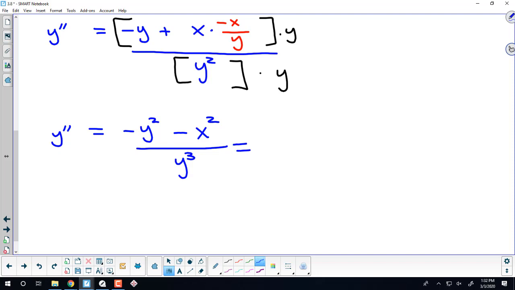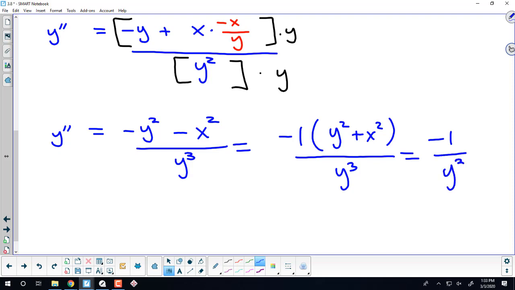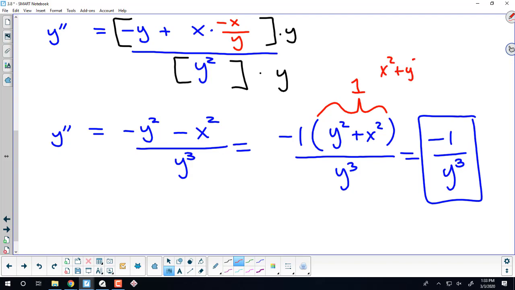What if we factored out a negative 1 from the top? We'd have y squared plus x squared all over y cubed. What do we know y squared plus x squared is? 1, right? That's the original equation we started with. The unit circle says x squared plus y squared is equal to 1. So our second derivative is negative 1 over y cubed.